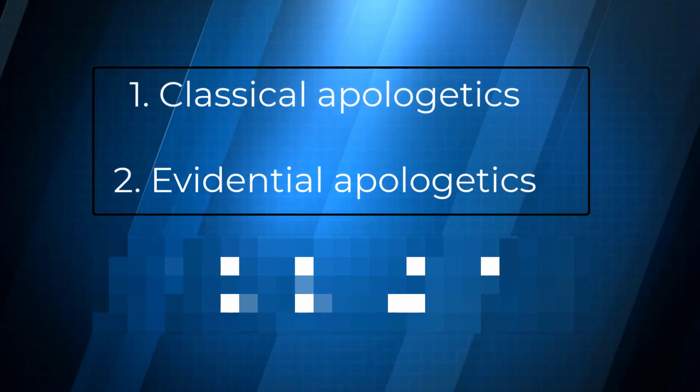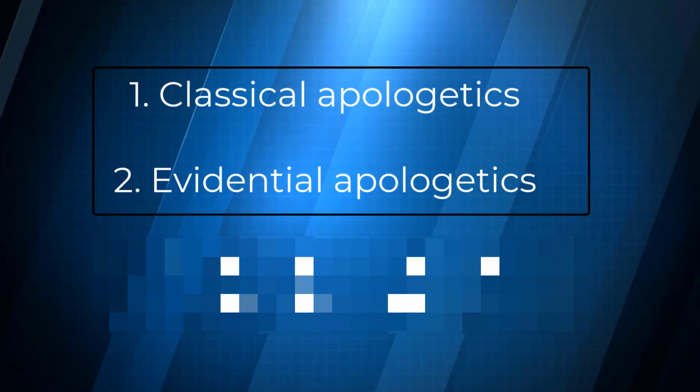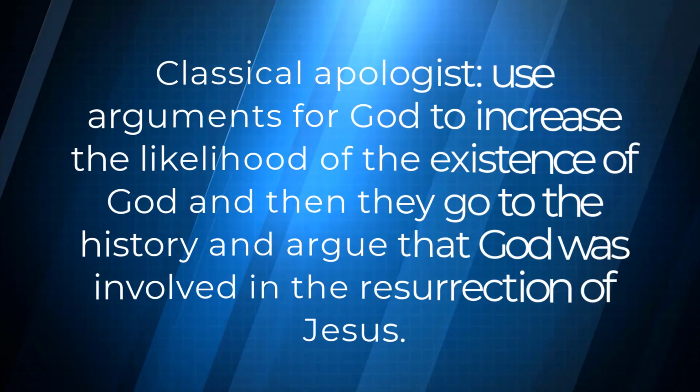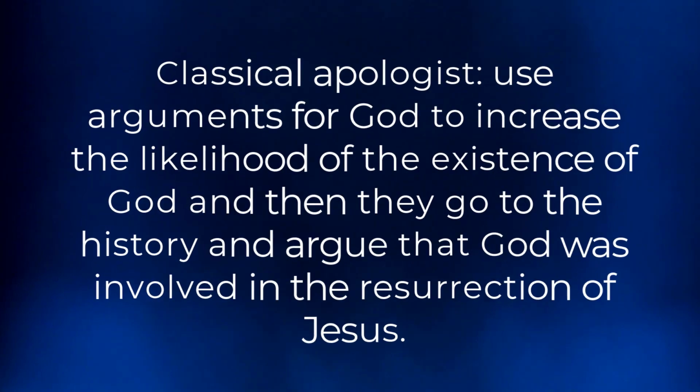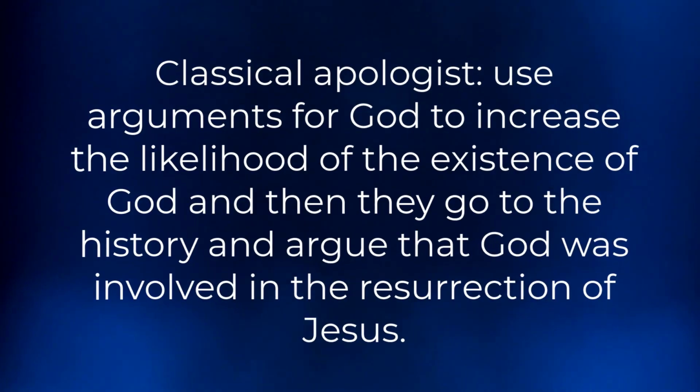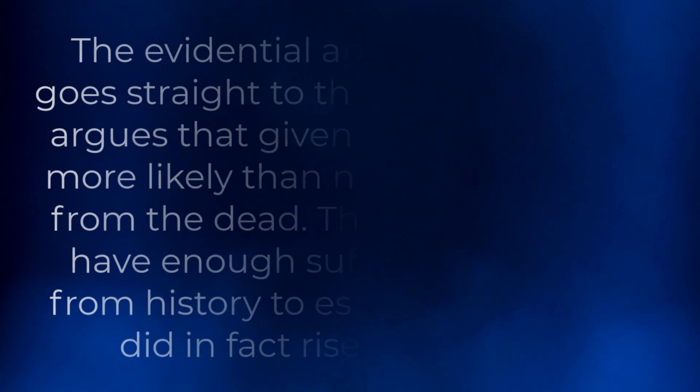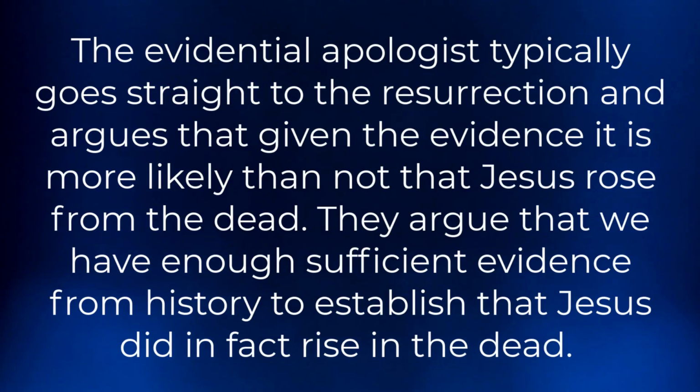The classical apologist typically has a 2-step process. First, they use arguments for God to increase the likelihood of the existence of God, and then they go to the history and argue that God was involved in the resurrection of Jesus. The evidential apologist typically goes straight to the resurrection and argues that given the evidence, it is more likely than not that Jesus rose from the dead. They argue that we have sufficient evidence from history to establish that Jesus did in fact rise from the dead.